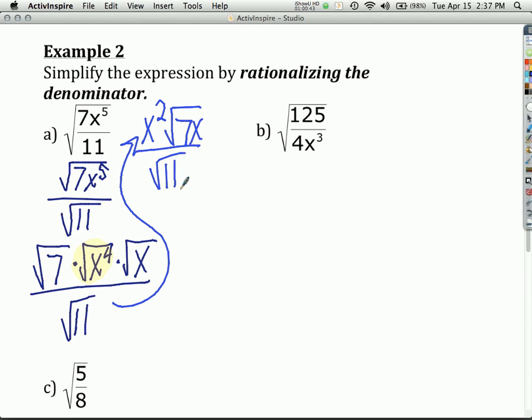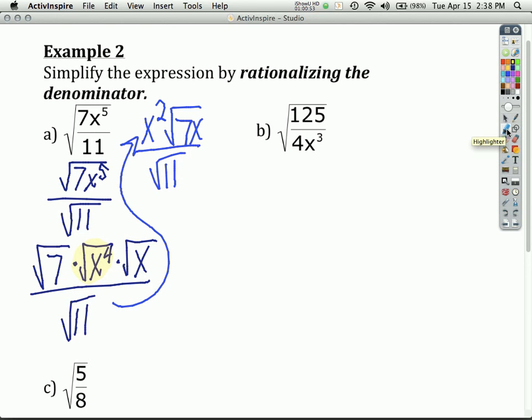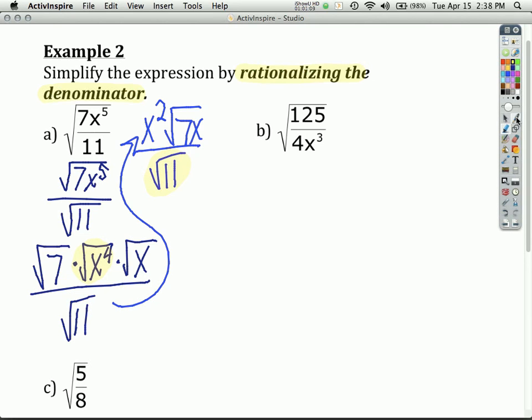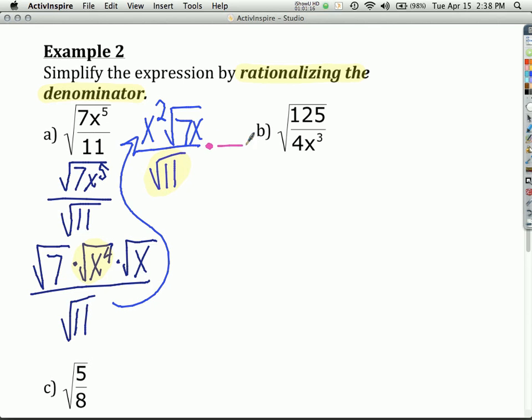But now there's a problem. One of the conditions for me to be done with my job is that there cannot be a radical in the denominator. So you are not allowed to have this. We are going to use the technique called rationalizing the denominator. It's very simple. Once you're done simplifying everything else, which we are, you multiply the top and the bottom of the fraction by whatever's in the denominator. So we're going to multiply the top and the bottom by radical 11.